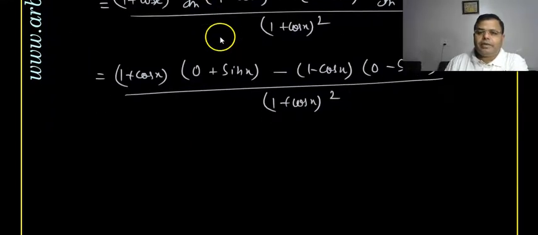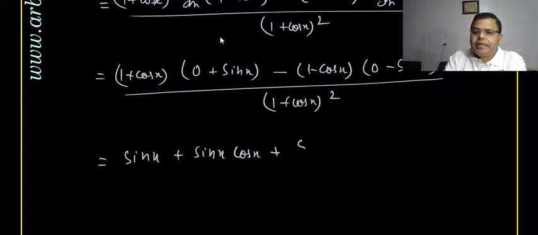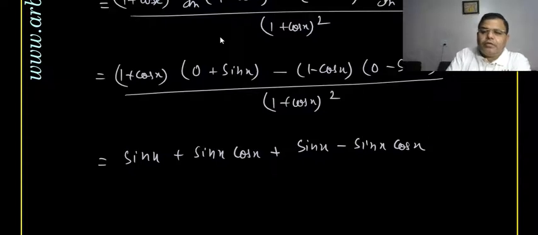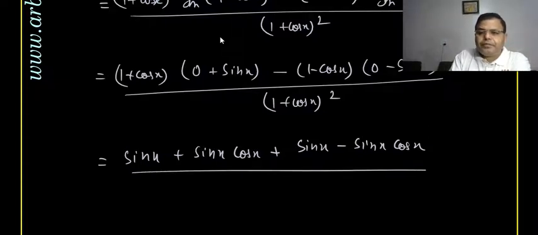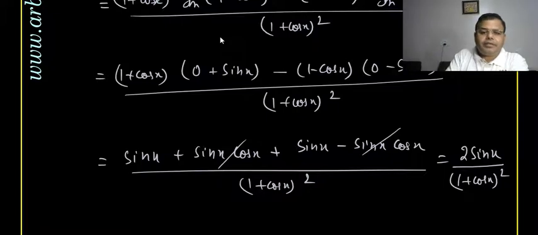Now the things will come like 1 sin x plus sin x cos x, minus minus plus, and sin x minus sin x cos x, whole divided by 1 plus cos x whole square. So these two cancel out and now the answer is 2 sin x upon 1 plus cos x whole square. That will be the answer of this question.